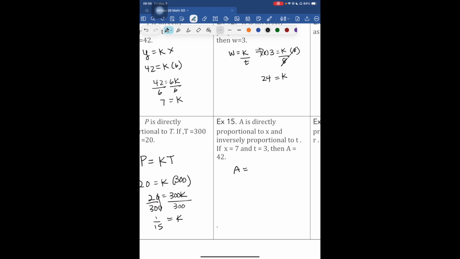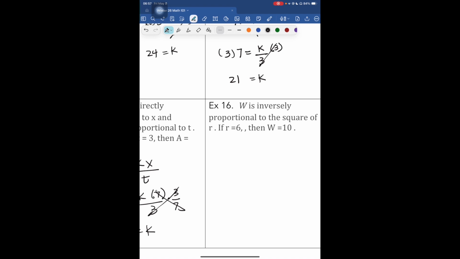Okay, example 15. A is directly proportional to X and inversely proportional to T. If A is 42 and X is 7 and T is 3, let's solve. Let's get rid of this 3 first. Or actually, you know what we could do? We could totally multiply this by the reciprocal, 3 over 7. Oops, I wrote it wrong. This cancels out. And on this side, I can see 42 divided by 7 is 6. So k is equal to 18.